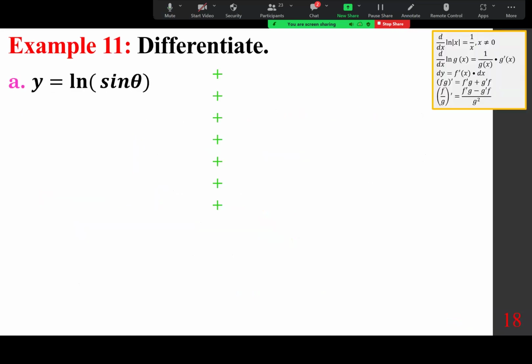Differentiate y equals ln of sine theta. And for the natural log, you flip it over. In the case of ln of g of x, you flip this over, you get 1 over sine theta. And then by the chain rule times the derivative of sine, which is cosine. So the answer is cosine theta over sine theta. And you know that one is cotangent theta.